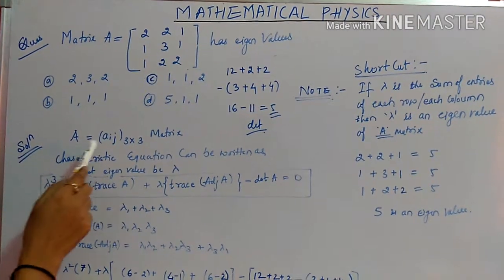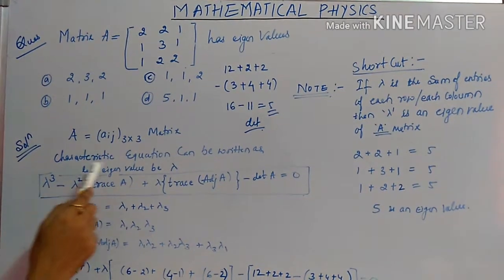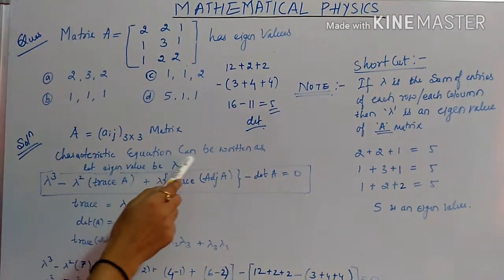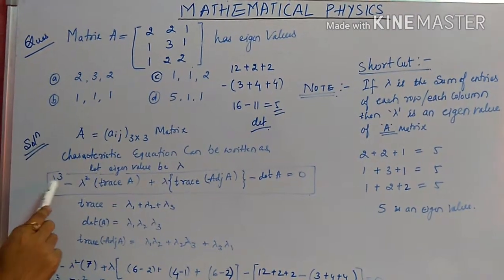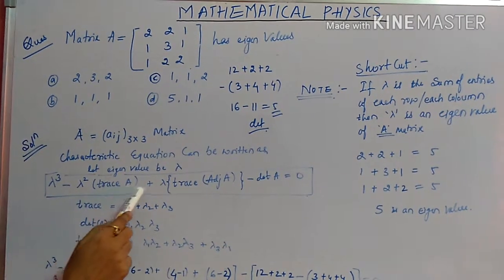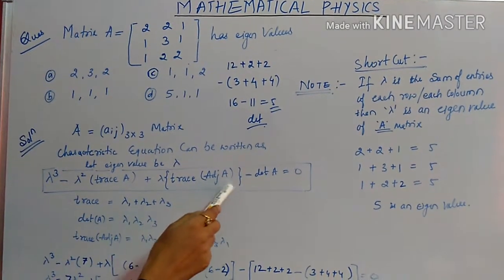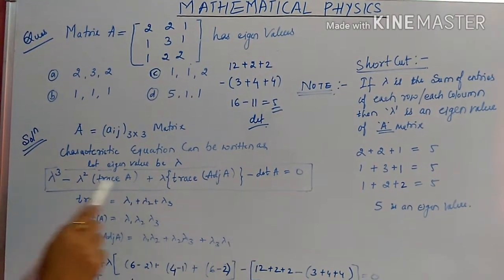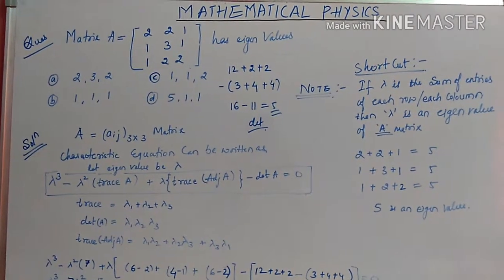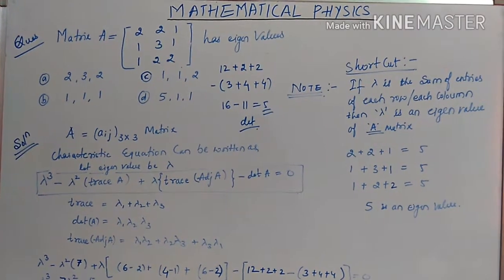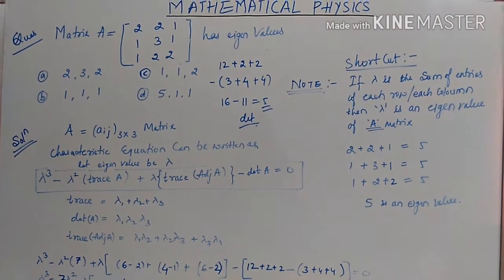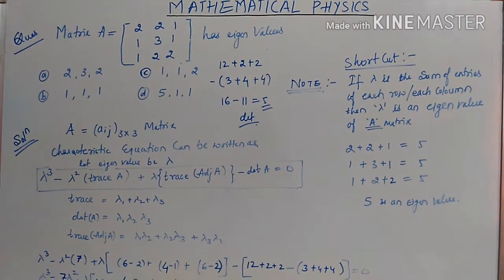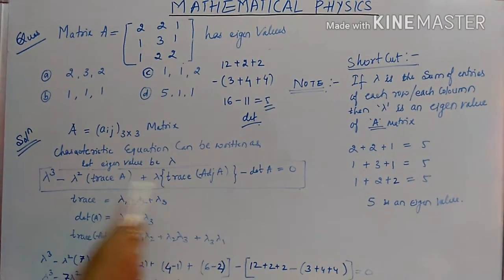A 3 cross 3 matrix A has a characteristic equation that can be written as lambda cube minus lambda square trace of A plus lambda trace of adjoint of A minus determinant of A equals 0. This characteristic equation we get from solving the Cayley-Hamilton theorem or from determinant of A minus lambda I equals 0. So on putting the eigenvalues we get this characteristic equation.